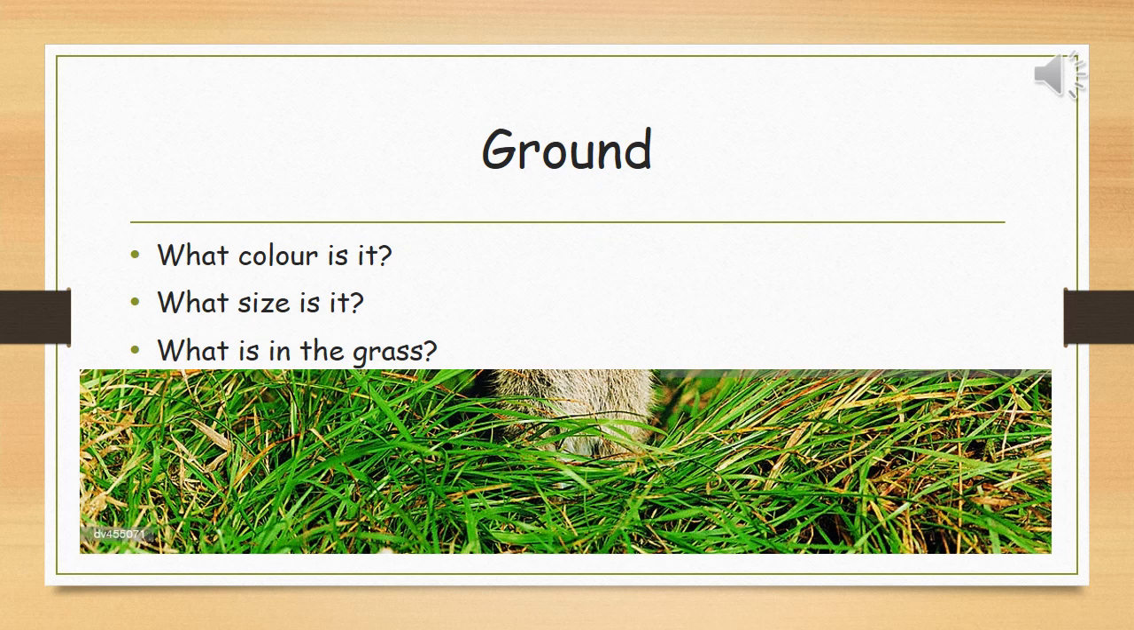And I am back again with my magnifying glass. This time I have zoomed right in on the ground. Now, when you look at the picture to begin with, it looks like it's just green grass. Is it just green though? Have a look at the ground. What colour is it? Is it just green? Are there other things, other colours on there? Browns maybe? Different shades of green? It's not just green. What size is it? Is it long, short, thin, fat, spiky? How would you describe the grass? And what's in the grass as well? Have a little think.